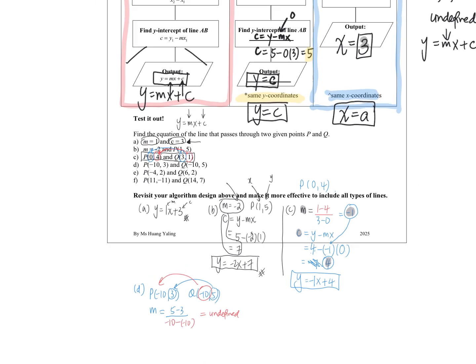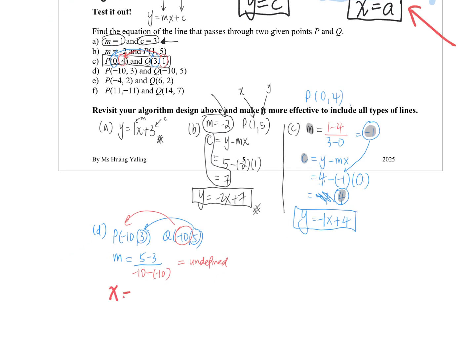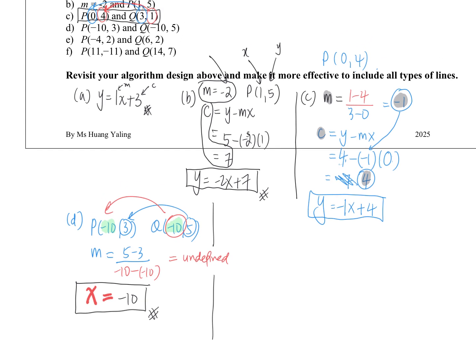So straight away, just now out of the 4 cases, if it's undefined, your equation will become x equals to something. No need to find y-intercept already. So go and look at your x coordinate here. You realize that the x is always minus 10. So the equation is x equals minus 10. Done. Okay, so your gradient tells you a lot of things. Don't need to work so hard. Let's try E.